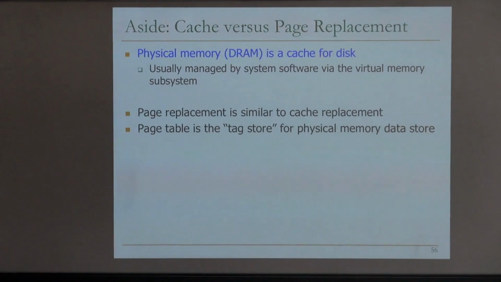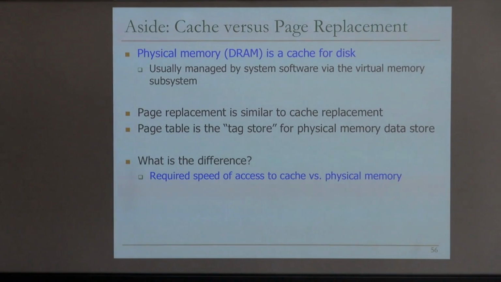Physical memory is a data store, right? And the next level of the hierarchy is disk. That's the demand paging model, right? You basically have some buffer space on the disk that you can put stuff that you cannot fit into your physical memory. What is the difference between physical memory and the hardware cache? Basically, the required speed of access to the hardware cache is much faster because you're very close to the processor, whereas when you're doing the physical memory management, it's okay to take your time perhaps a little bit, unless it's on the critical path, unless you've got a page fault and you need to replace it right away, right?